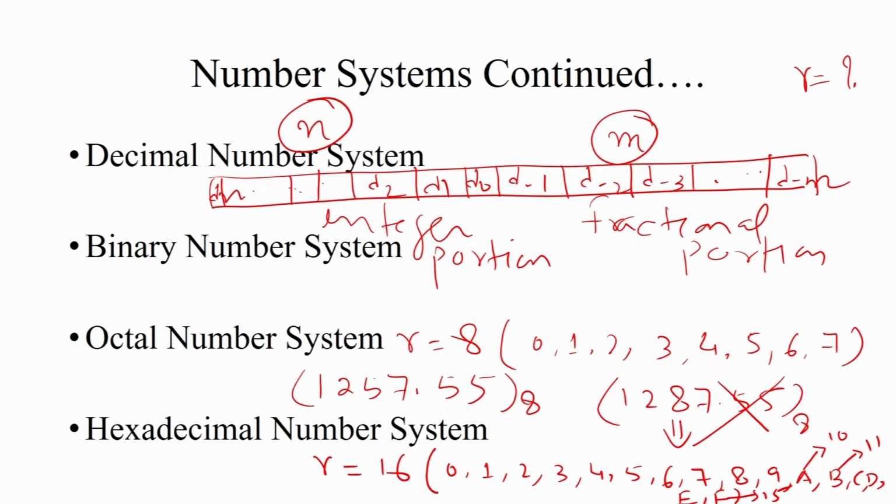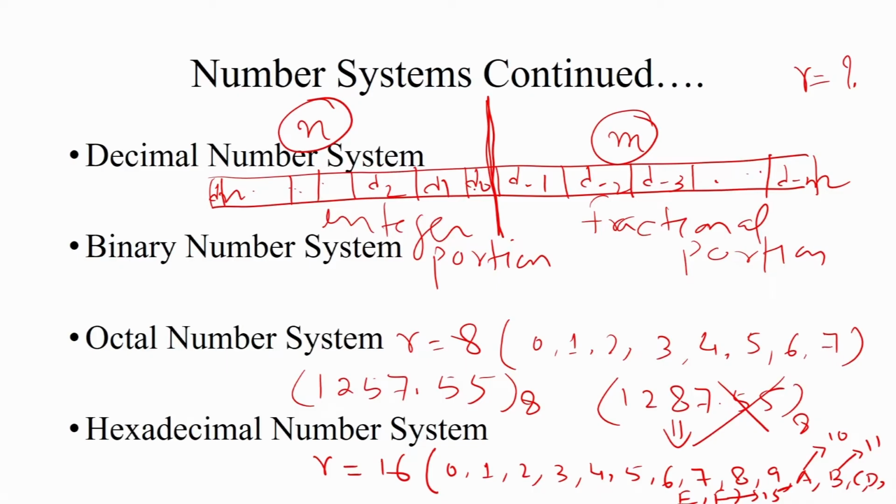Suppose r is equal to 10. This means we use 0 to 9 to represent the integer as well as the fractional portion. When we find the decimal equivalent of that number, what is the process? This is simply a division of two numbers, d0, d1. So simply this is what? The index value is what?